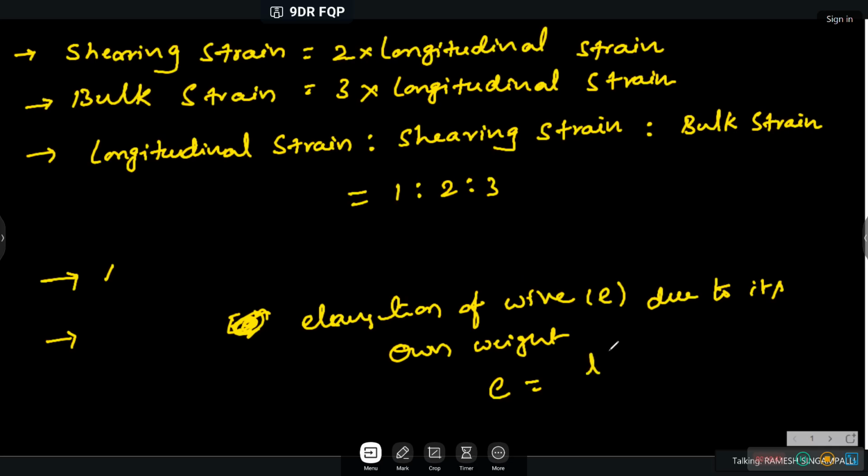Weight is mass into g, and mass is density into volume. Am I right or not? Volume is nothing but area into length. So we substitute that, and then you will get E equal to L square rho g by 2Y.